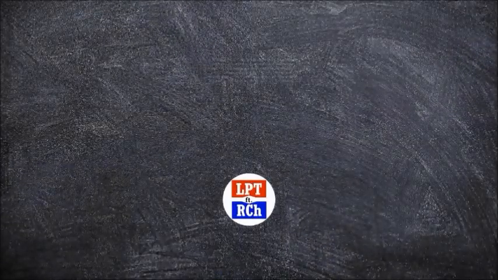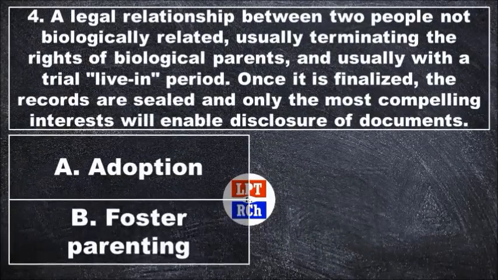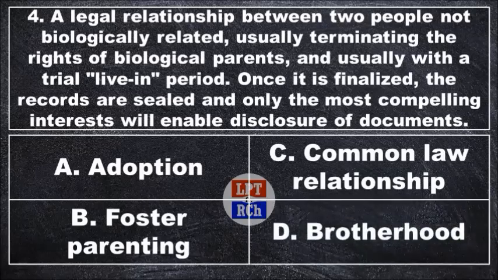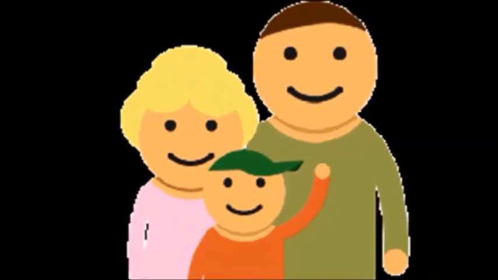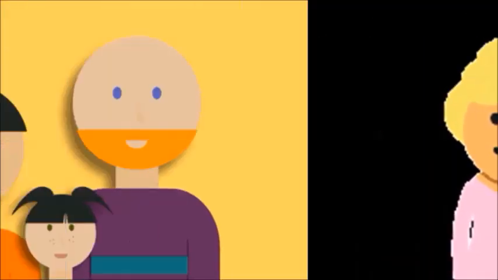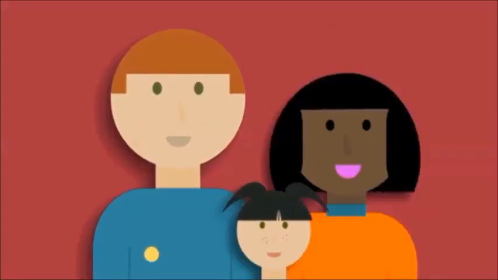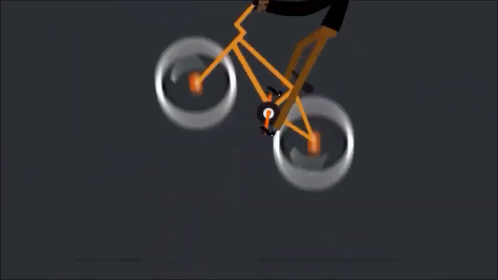4. A legal relationship between two people not biologically related, usually terminating the rights of biological parents, and usually with a trial, live-in period. Once it is finalized, the records are sealed and only the most compelling interests will enable disclosure of documents. A. Adoption. B. Foster parenting. C. Common law relationship. Or D. Brotherhood. The best answer is A. Adoption. It is the process through which a person, the adoptive parent, assumes permanent legal responsibility for a child. Adoption requires the biological parents or the ones responsible for the birth of the child to give up their legal right to custody of their child.